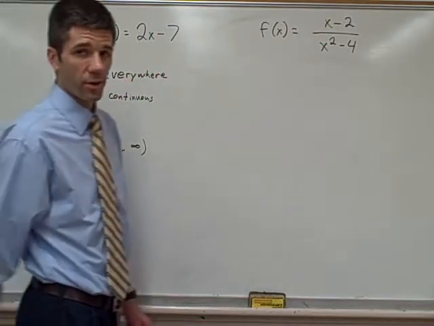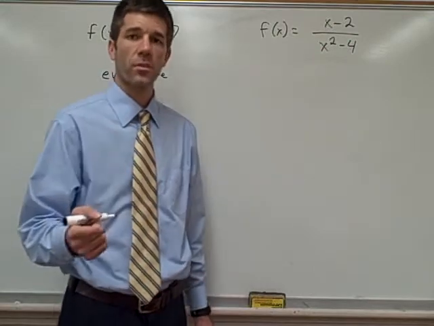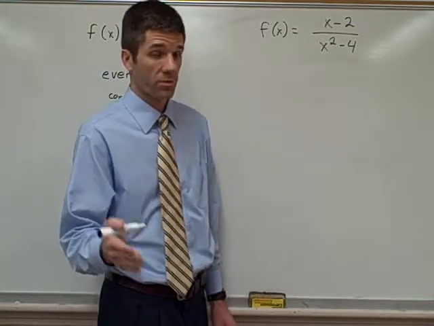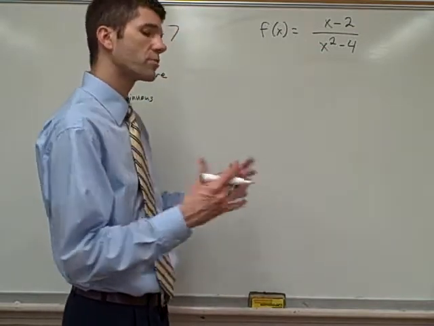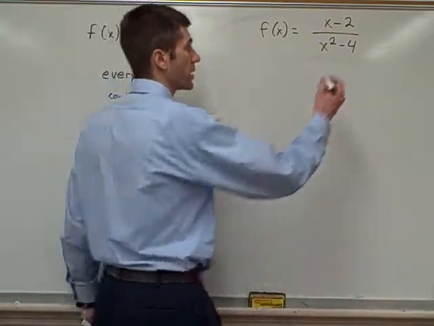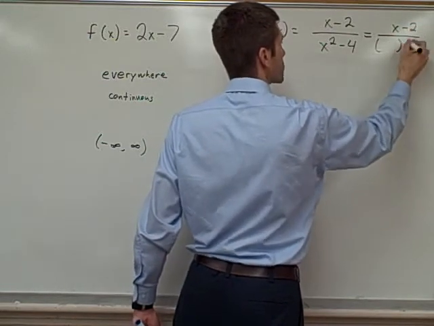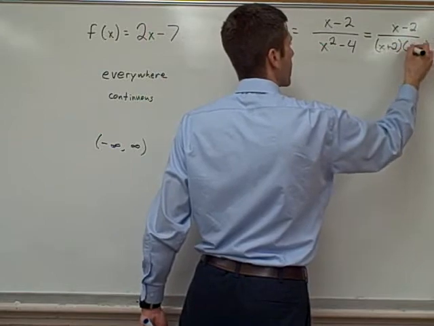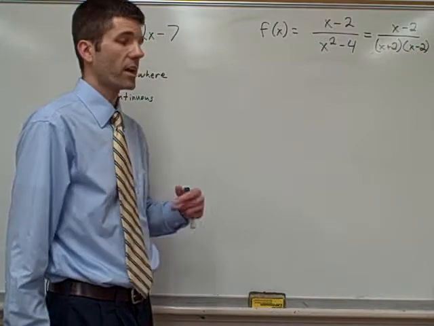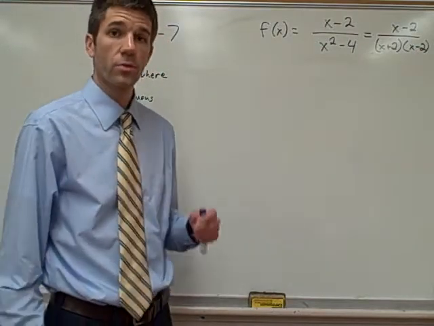Okay, this one's a little trickier though. We need to know where this function does not exist, where I would have to lift my pencil. Let me say, instead of saying where it doesn't exist, where I have to lift my pencil, or where there would be some sort of discontinuity if I was to graph it. Always look at the denominator to see where that denominator would be 0, and I believe you'll know how to factor this. So this would be x plus 2 and x minus 2. Okay, so there are two places where the denominator equals 0, and because there are two places where the denominator equals 0, we're going to have two discontinuities.